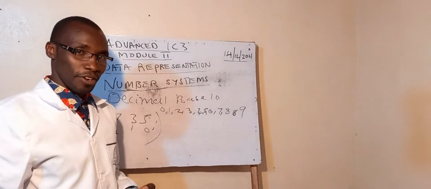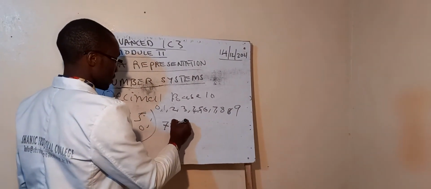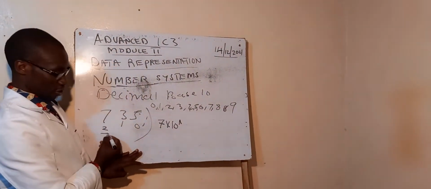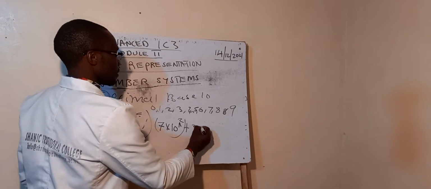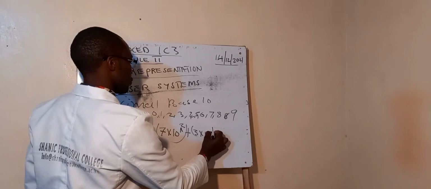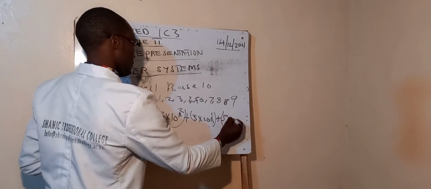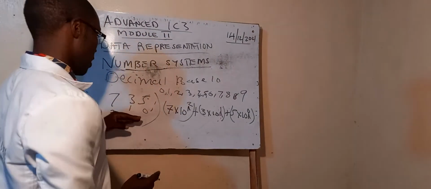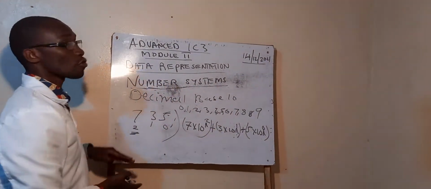When we are converting it to base 10, that is 7 times the base 10 powered by the positional notation 2, plus 3 times the base powered by the positional notation 1, plus 5 times 10 powered by the positional notation 0. So whatever you get is the conversion you've made.